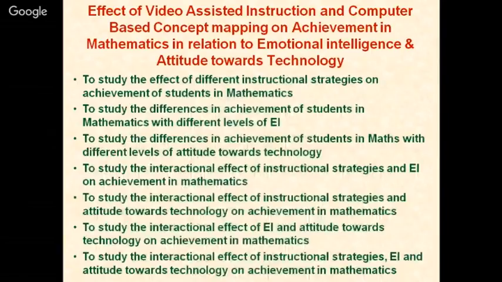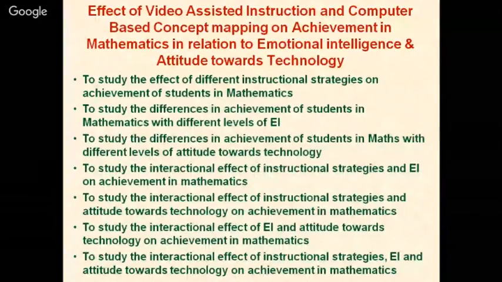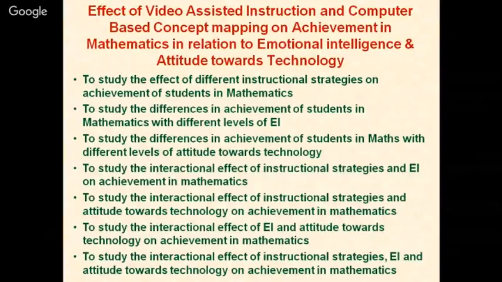One objective could be to study the effect of different instruction strategies on achievement of students in mathematics. Another, to study the differences in achievement of students in mathematics with different levels of emotional intelligence. To study the differences in achievement of students in mathematics with different levels of attitude. So I have taken into consideration all the combinations. So all would be the objectives.